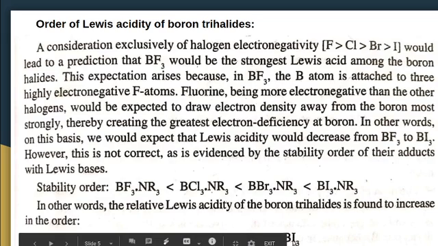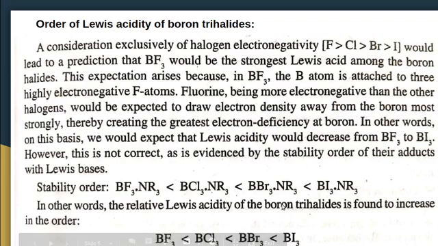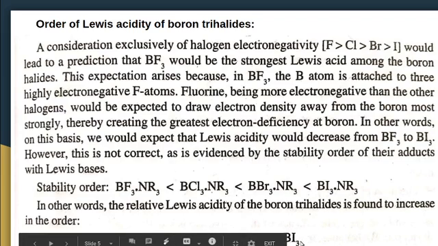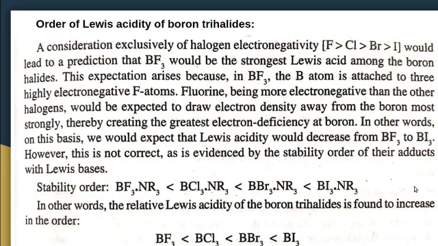So the actual expected case was not the real one. Based on the stability order of their adducts with the Lewis base, it was found that BF3 has lower acidity compared to BI3. BI3 has strong Lewis acidity compared to BF3. So there may be some other reason for the decreased Lewis acidity of BF3 that we will discuss in the upcoming slides.